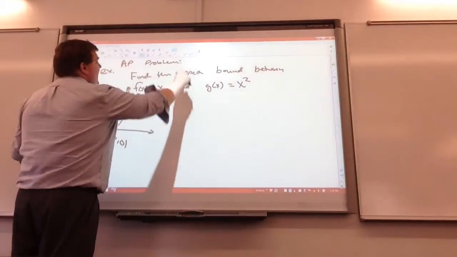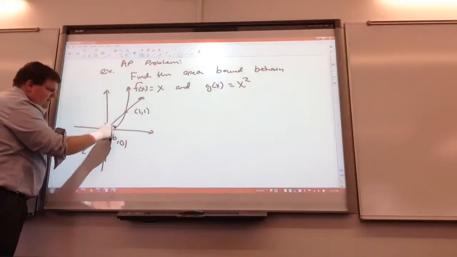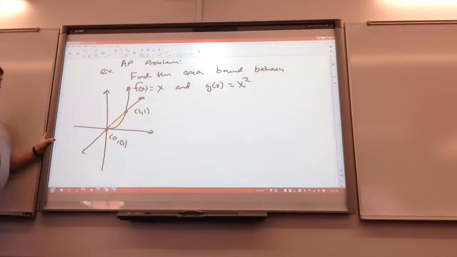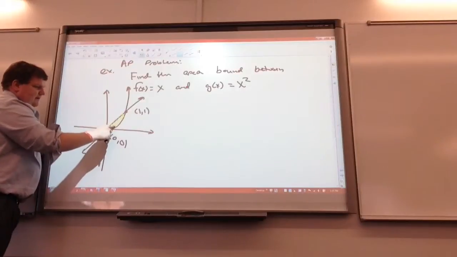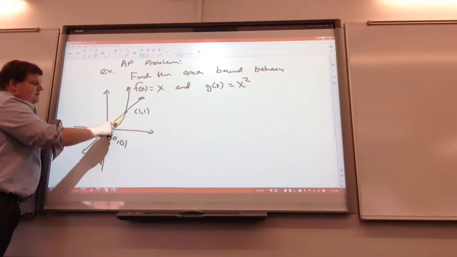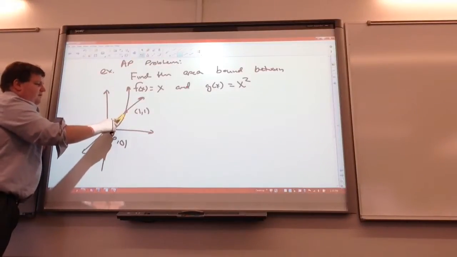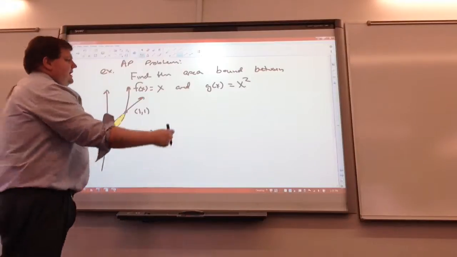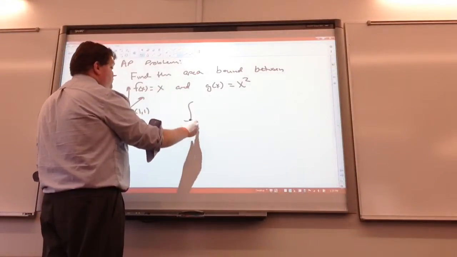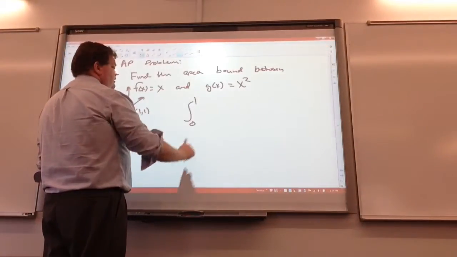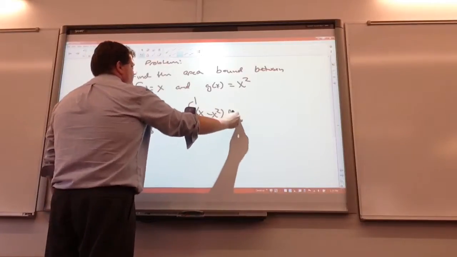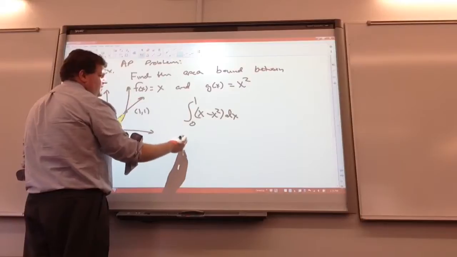So what this problem is asking us to find is this area in between, okay? We want this stuff right in here, okay? That's what it's asking for. So we end up setting this one up as the integral from 0 to 1 of x minus x squared dx. So what's that integral going to be equal to?